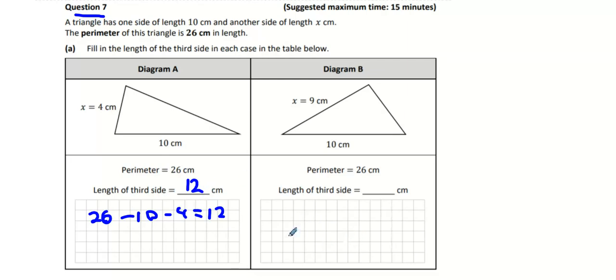Okay. Then diagram B, the same thing. 26, take away your 9, take away your 10, because you have lengths of 10 centimeters and 9 centimeters, means the third side must be 7 centimeters. Okay, so that's all good there.